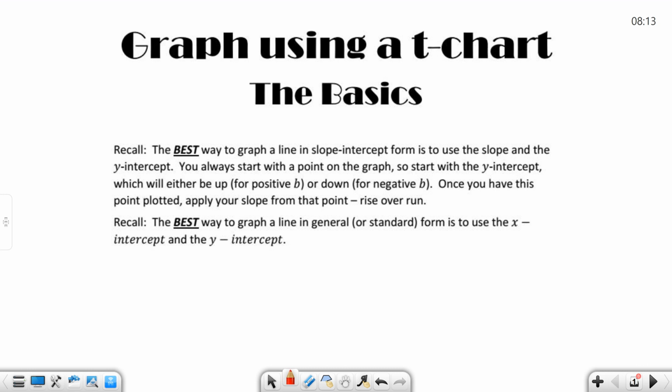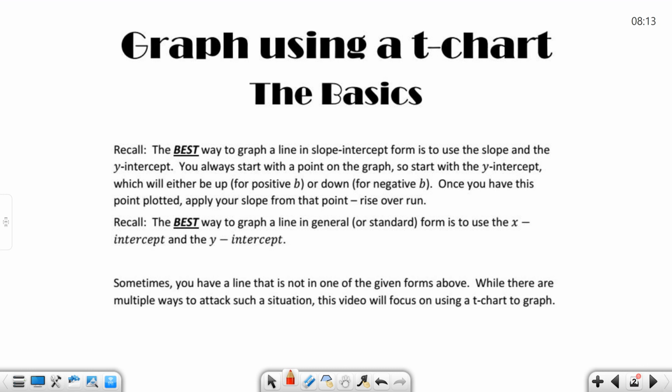Recall, the best way to graph a line in general or standard form is to use the x-intercept and the y-intercept, okay? No better way. There's no need to change that and solve for y and all this other stuff, okay? I know you're asked to do that and software packages will. Every software package I've ever used does that. I still don't have a good reason why that's useful. Why not be efficient and do it the best way that it is given to you?